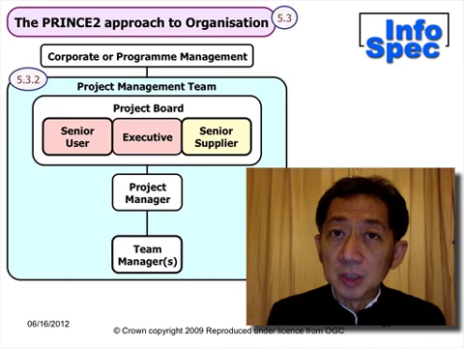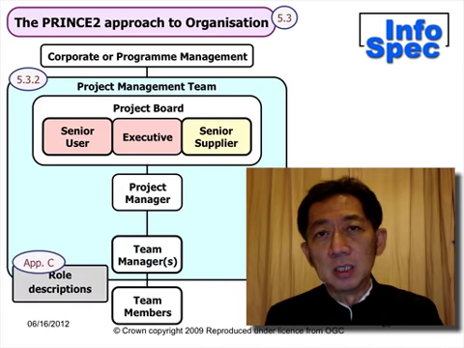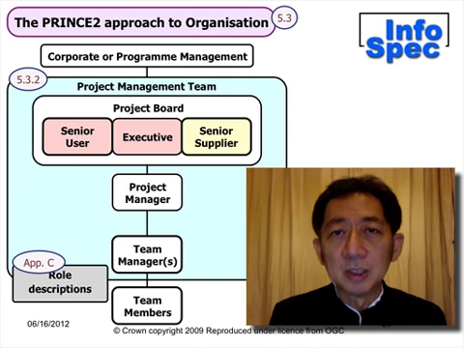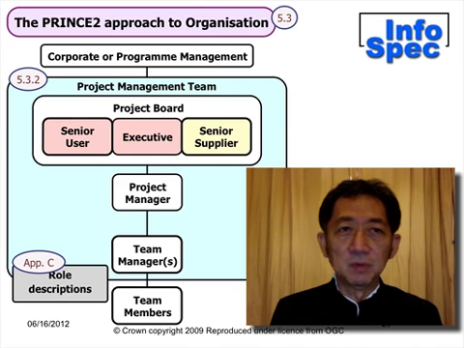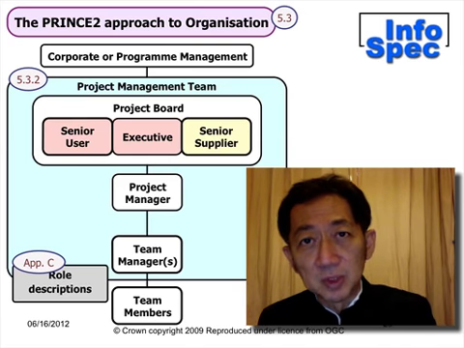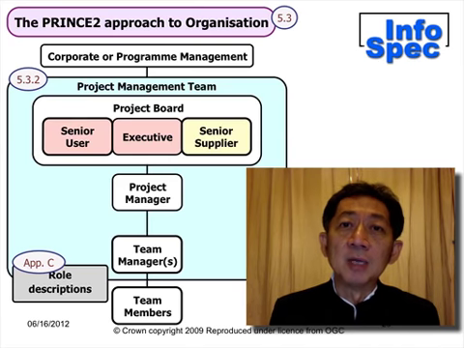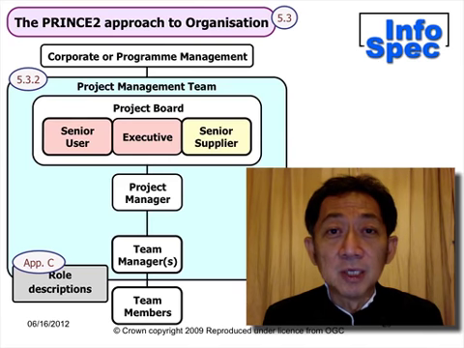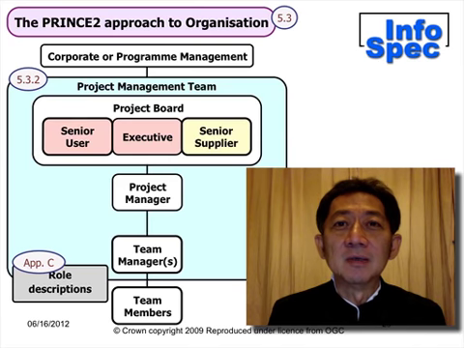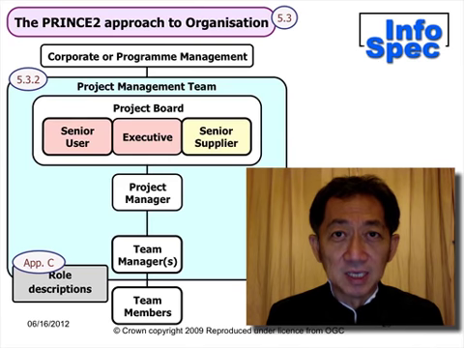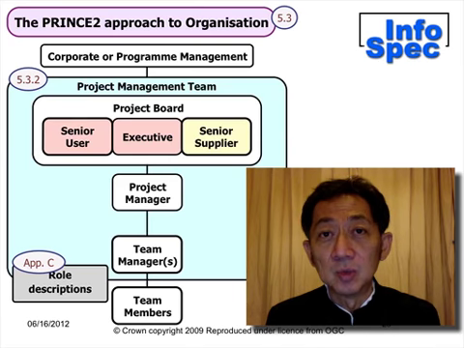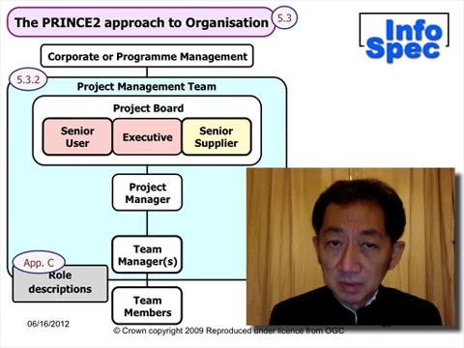Who reports to the project manager? Within the PRINCE2 terminology, we refer to them as team managers. Team managers are people in charge of work groups, and they report to the project manager. Team managers, of course, manage team members. Who else but team members? It doesn't always necessarily mean that there will always be team managers, because the project manager could also directly manage team members.